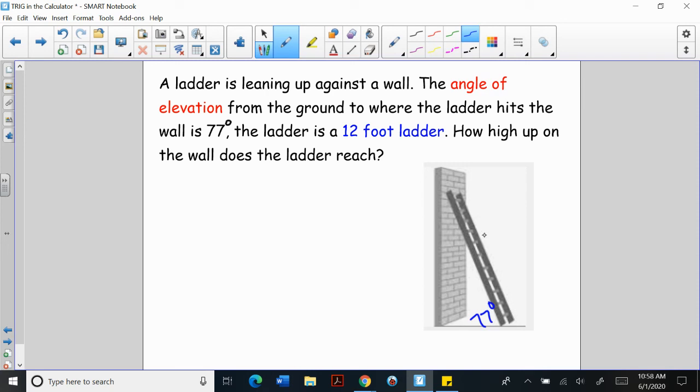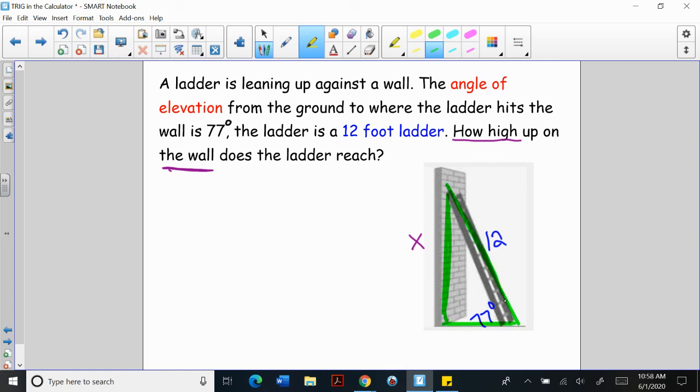Okay, now the next thing that they told us is that this is a 12-foot ladder. So on the actual ladder itself, I'm going to label that 12. And then finally, the thing we're trying to find is how high up on the wall, which is over here, does the ladder actually reach? So if I outline my right triangle here, the wall is a leg of the right triangle. The ground is a leg of the right triangle, and the ladder is the hypotenuse.